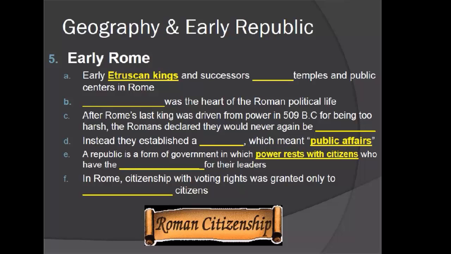A republic is a form of government in which power rests with the citizens who have the right to vote for their leaders. However, not everybody had the right to vote. In Rome, citizenship with voting rights was granted only to free-born male citizens. Women were not allowed to vote, slaves were not allowed to vote, obviously, and in some rare cases, if Rome had conquered your territory, you'd be given citizenship. You might be given the chance to vote, but it depends on the city you were in and how far away you were from the central city of Rome. We'll talk more about that later, the difference between citizens and allies. So keep that in your mind.